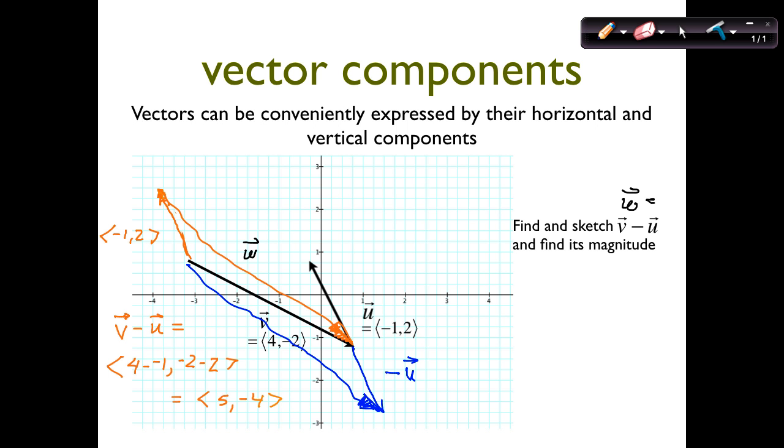Oh, we had to find the magnitude. Magnitude is? Yeah. So we imagine a right triangle with leg 5 and leg 4. So the magnitude is? Square root of 41? Which is equivalent to the length of that vector. So 5 squared and 4 squared. Okay, other questions?